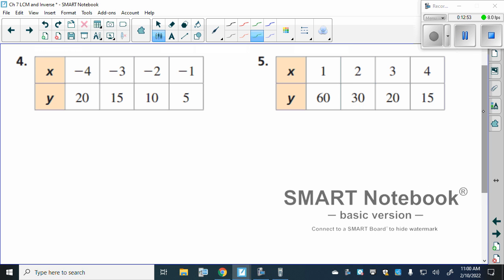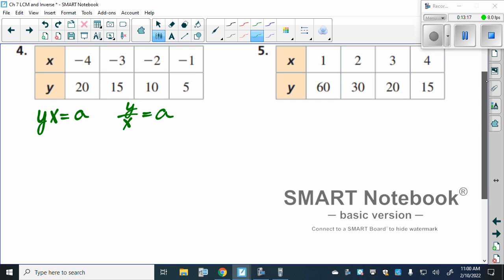So number 4, in the x values, we have negative 4, negative 3, negative 2, and negative 1. For y, we have 20, 15, 10, and 5. So if these are an inverse variation, y times x will give us a constant value of a. If it's a direct variation, y divided by x would give us a constant term a for all of these here. Which one do we want to try first? Direct. Yes. So we're going to do y divided by x.